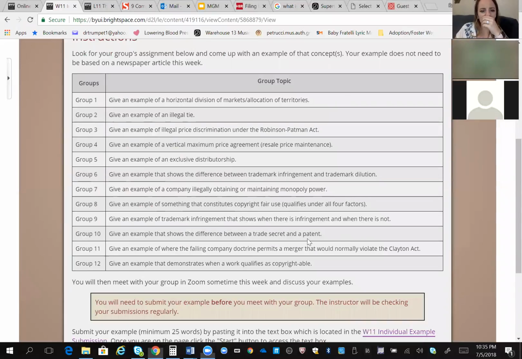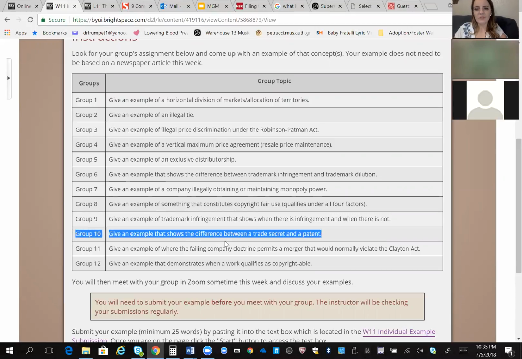Because I've looked at it a little bit, but not super in depth. So our example this week: give an example that shows the difference between a trade secret and a patent. Do y'all know what the difference is? I'm trying to think. I did the wrong one. Well, anyway, learn it all.